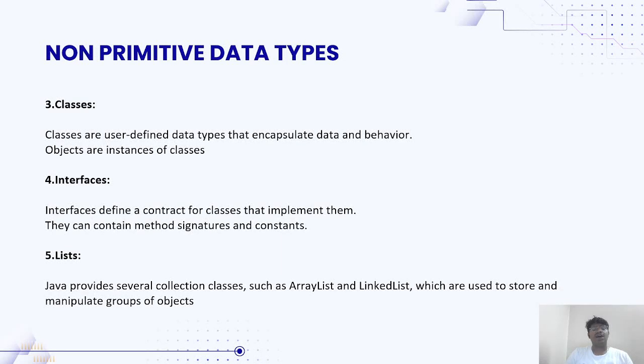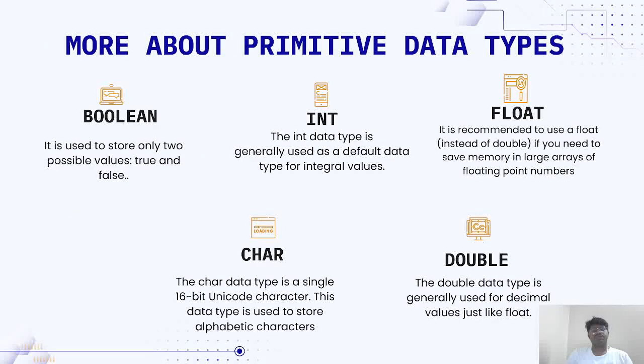Classes. Classes are user defined data types that encapsulate data and behavior. Objects are instances of classes. Interfaces. Interfaces define a contract for a class that implements them. They can contain method signatures and constants. Lists. Java provides several collection classes such as ArrayList and LinkedList, which are used to store and manipulate groups of objects. More about primitive data types.